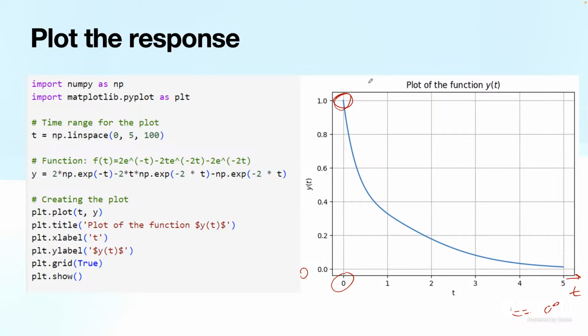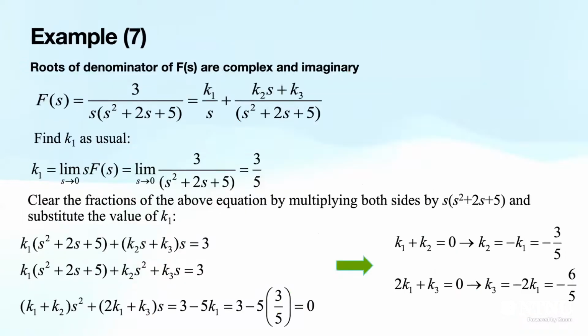Okay, so now we can go to this next example. Example number 7. So we need to find the denominator of f of s, which is complex and imaginary, right? So this is another example also. And if you look into it, it's 3 divided by s multiplied by s squared plus 2s plus 5.